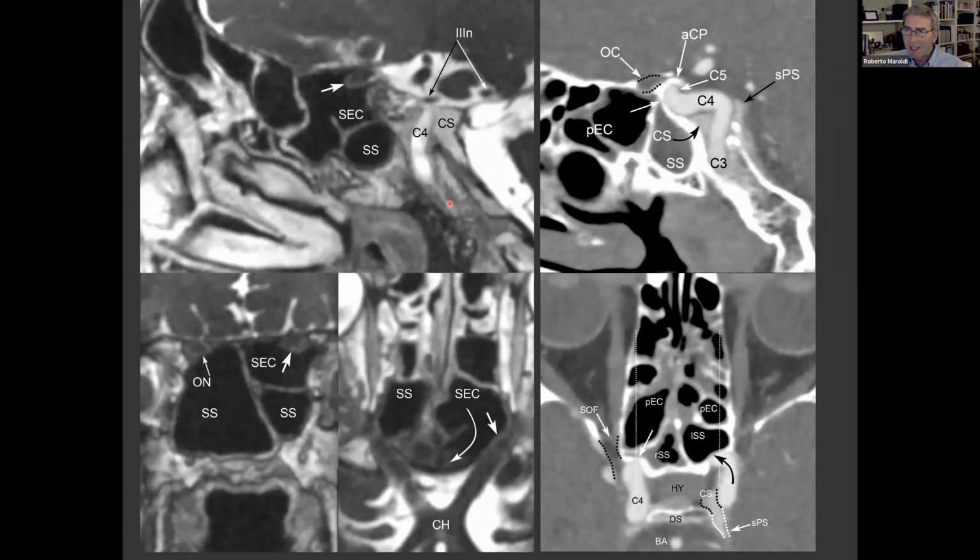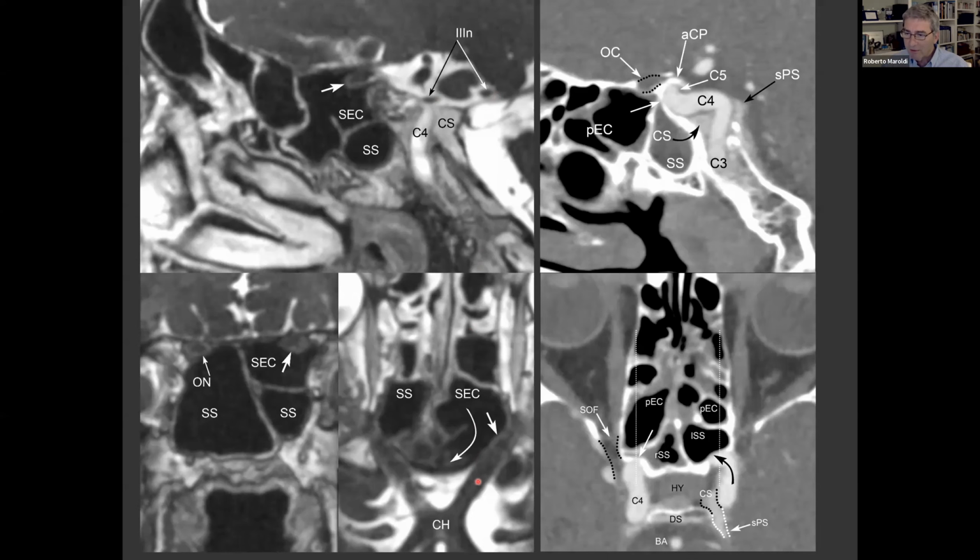With MRI, the same structure can be identified. First of all, another cell, a superior ethmoid cell, with the optic nerve that is directly close to that area. As you can see, the bone cannot be demonstrated, but all the other structures can be very well detected, even the third nerve inside the cavernous sinus.